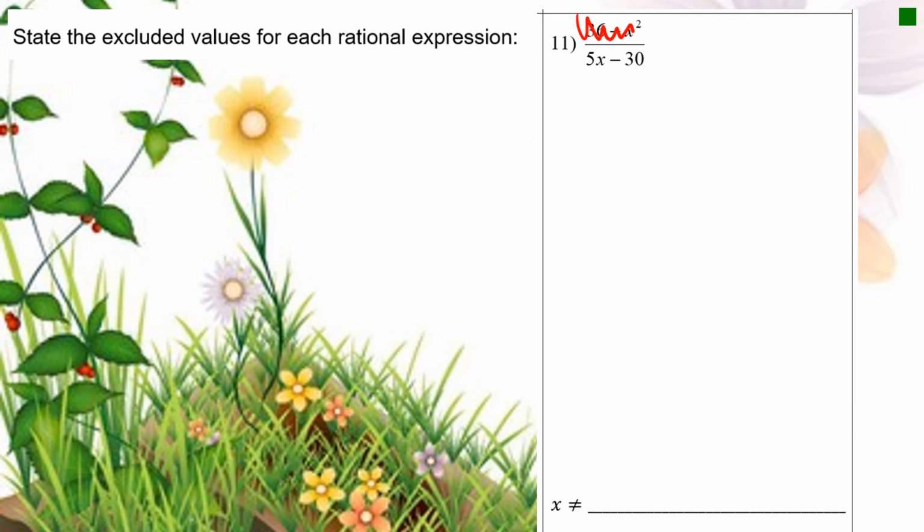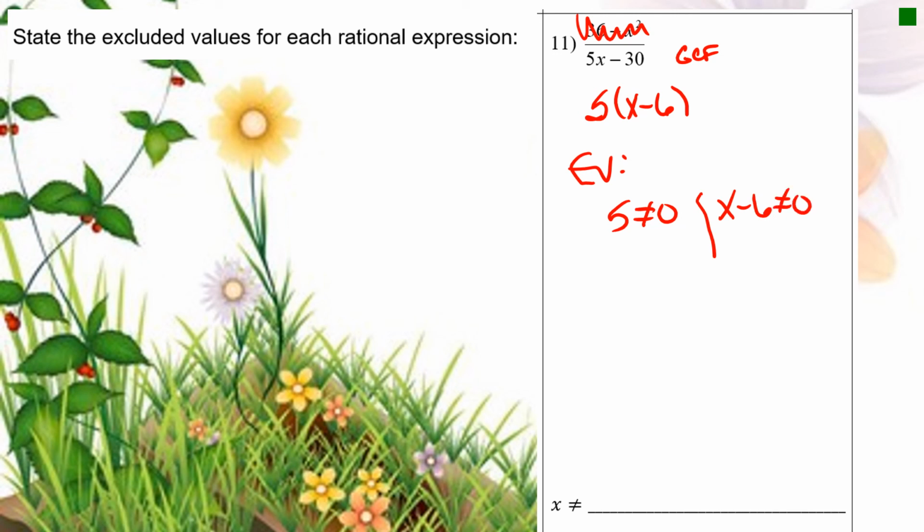All right, so we're just looking at the bottom. We're going to factor this using a GCF. Pull out a 5, we get x minus 6. So for the excluded values, 5 can't equal 0. Well, duh, that doesn't tell us anything. x minus 6 can't equal 0. Add 6, x can't be 6.